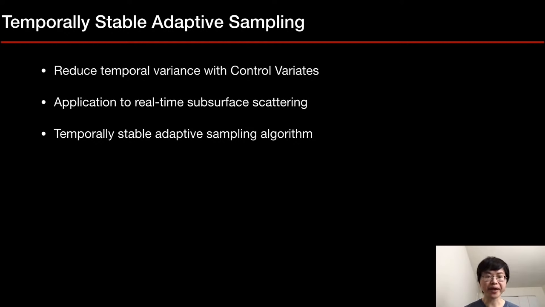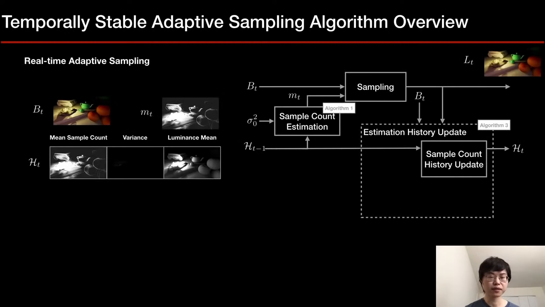Note that our application of control variates is different from the typical use, where control variates are applied in the shading domain. Instead, we apply it in the sample domain, to reduce overestimated sample count. Our application will not create bias in rendering. What we see here is the real-time adaptive sampling algorithm.